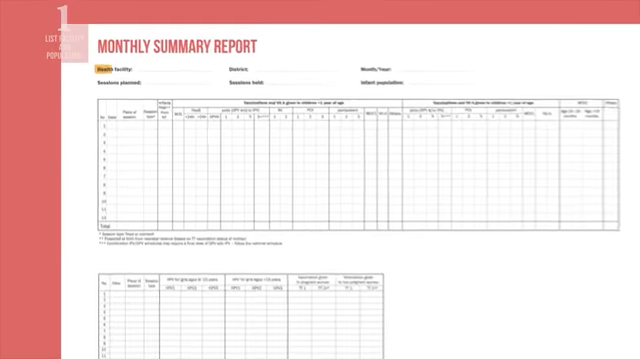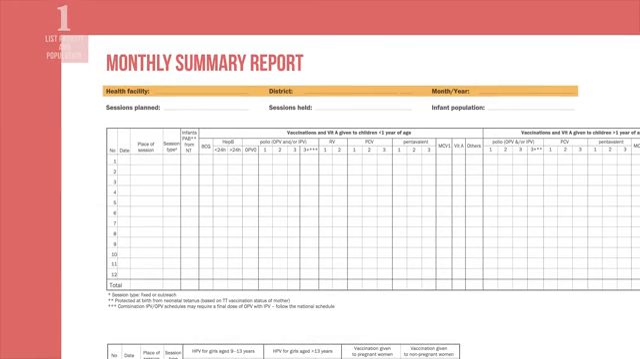To begin, write the name of your health facility and district, the month, and the year. Then, write the number of sessions you planned for the month, how many were actually held, and the infant population in your catchment area.